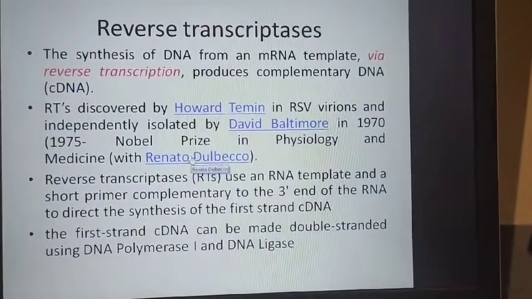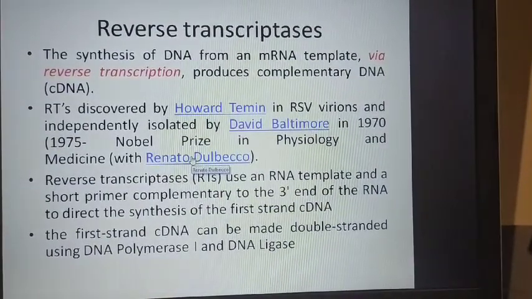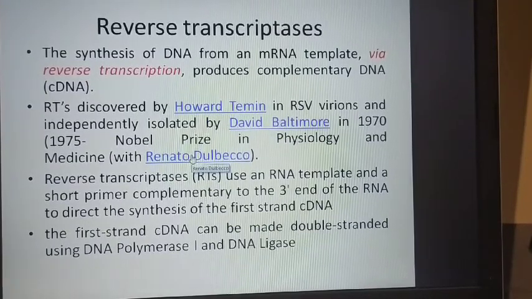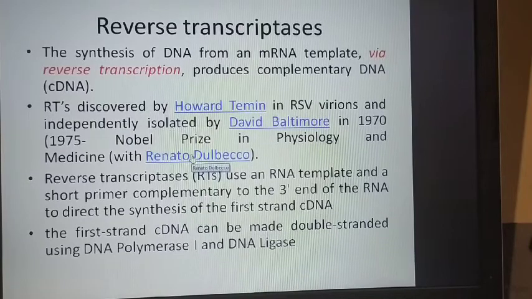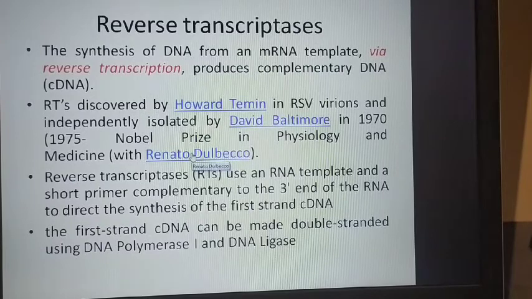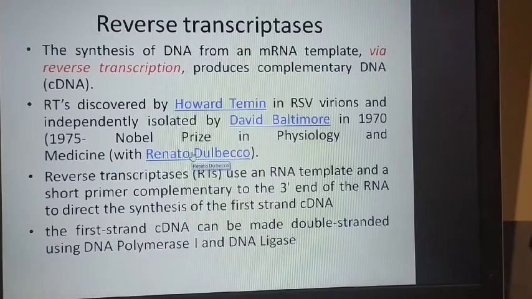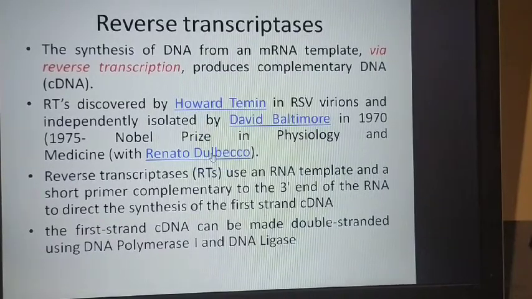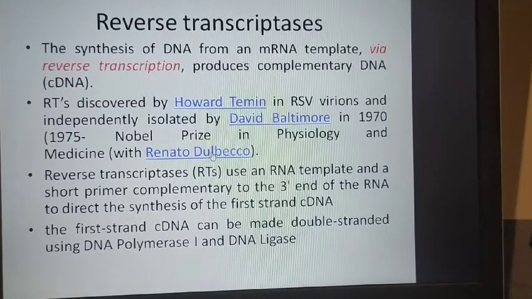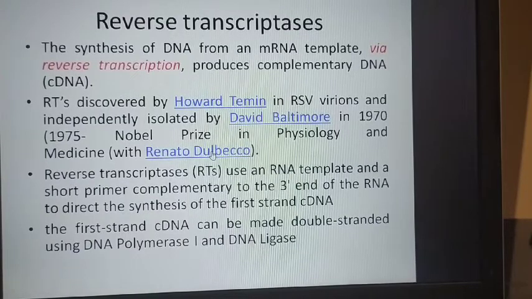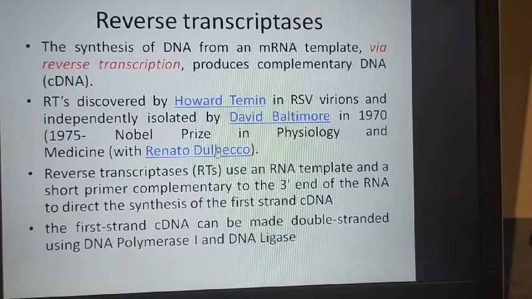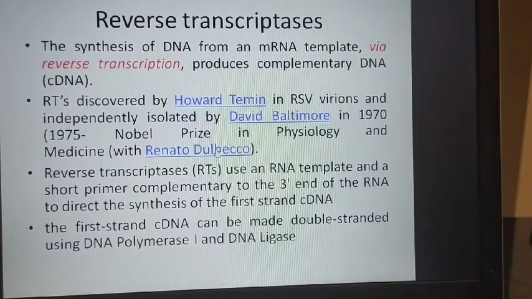Now one more enzyme. This is actually a type of DNA polymerase which is also called RNA dependent DNA polymerase. It is also called reverse transcriptase. So it is used for the synthesis of DNA from an mRNA template through reverse transcription. What is reverse transcription? The synthesis of a new DNA molecule in complementarity to an RNA molecule. That is what is called reverse transcription, because it is a reverse of the transcription process.